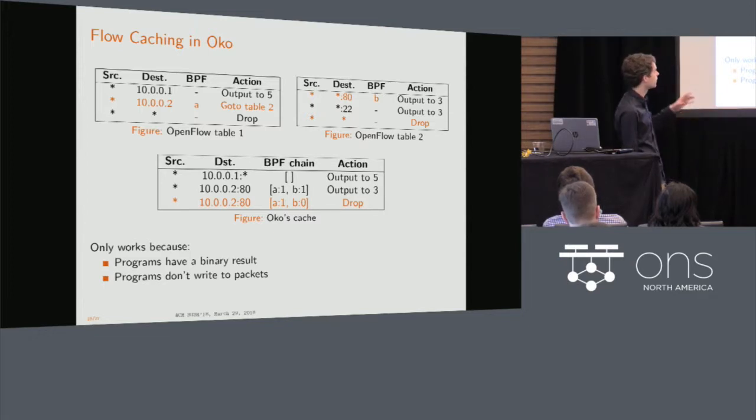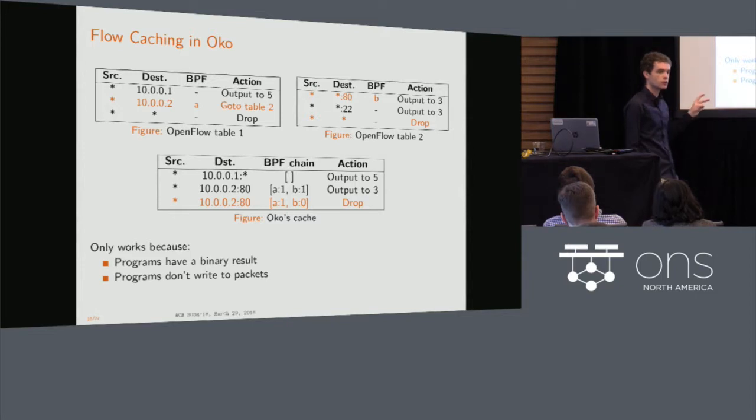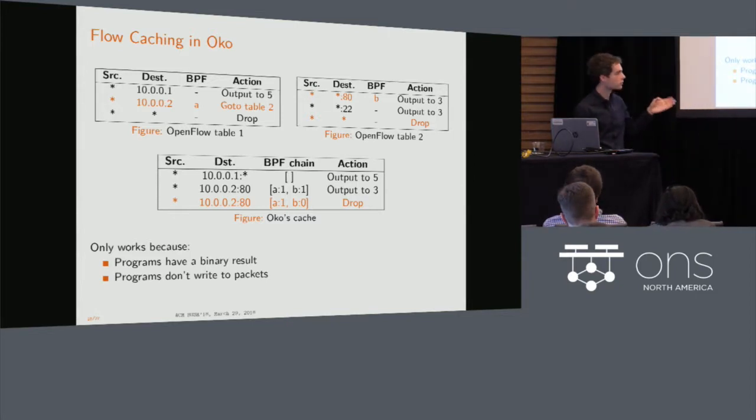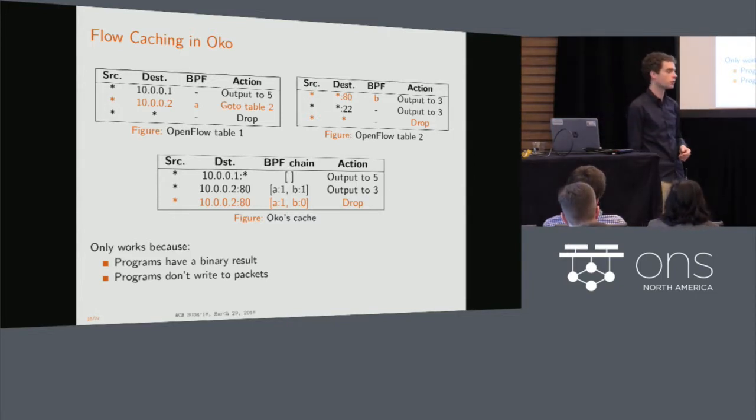For instance, if my program A were to write to packets, say it was writing to the destination port, the lookup through the second table wouldn't be valid anymore, and I would have to do a full lookup again. So because of these two constraints, we can have this straightforward extension of the cache mechanism.